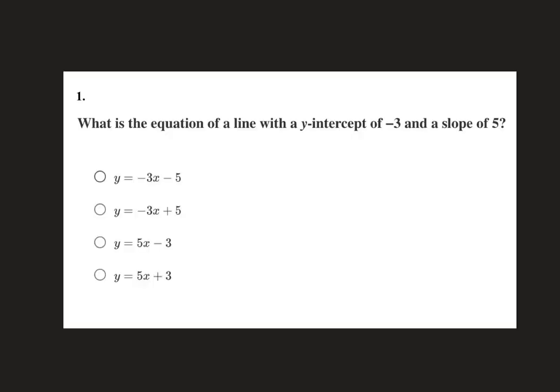What is the equation of a line with a y-intercept of -3 and a slope of 5? I know that my equation form is y equals mx plus b. I should put the slope in the place of m and the y-intercept in the place of b. After you've done that, choose your answer.